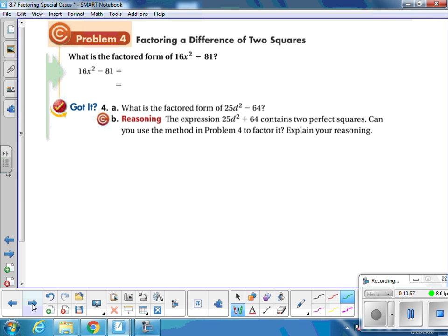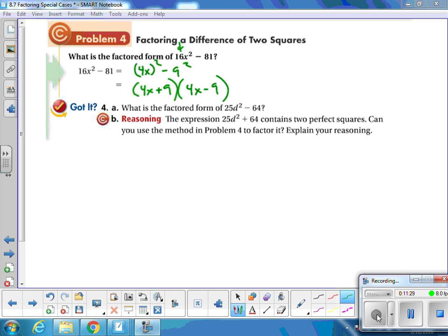Okay, we're going to factor a difference of 2 squares, very similar to what we did, but notice we've got a different piece here. So we can look at the different squarings that happen here. 16x squared can be written as 4x squared minus 9 squared. So that tells me right here that I can do 4x plus 9 times 4x minus 9.